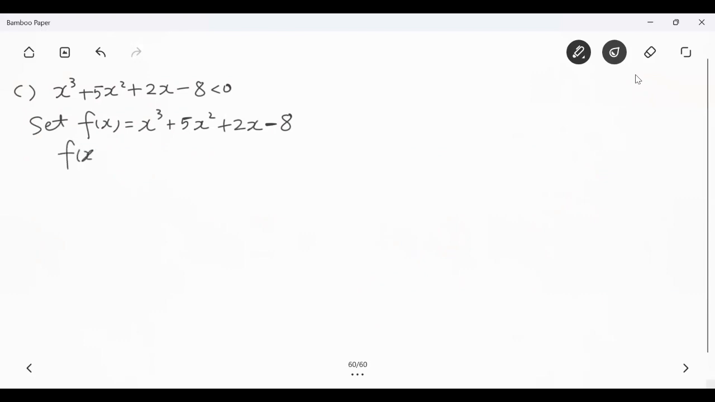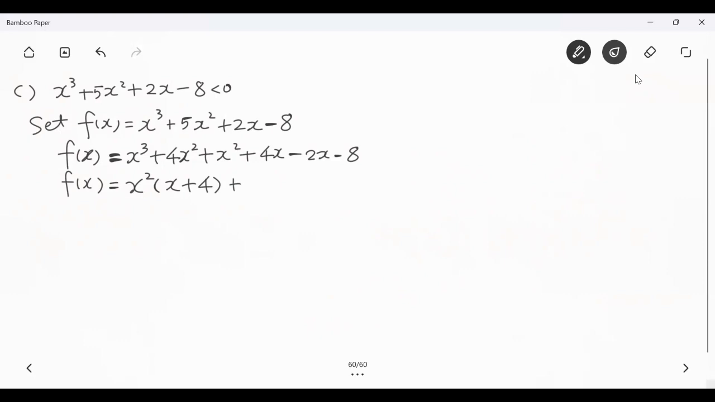So we can write down like that, f(x) equals x cubed plus 4x squared plus x squared plus 4x minus 2x minus 8. And the next step is by grouping, right? The first and second terms, they have a common factor like x squared. So x squared times x plus 4. And the third and fourth terms, the common factor is x. So take the x out, so x plus 4, right?